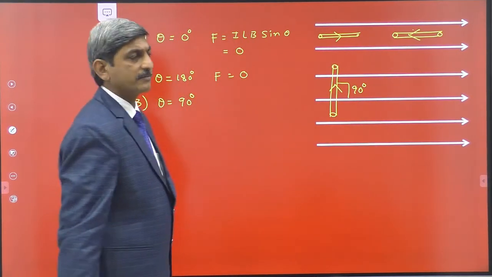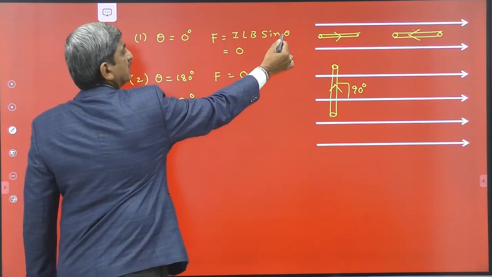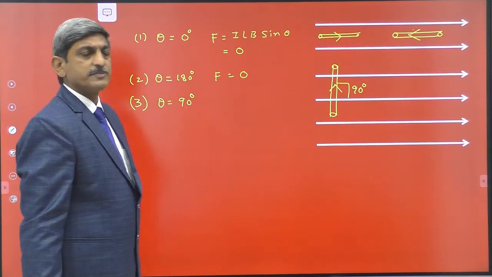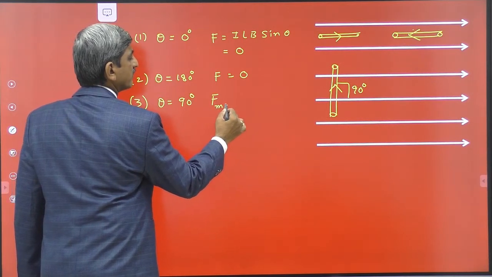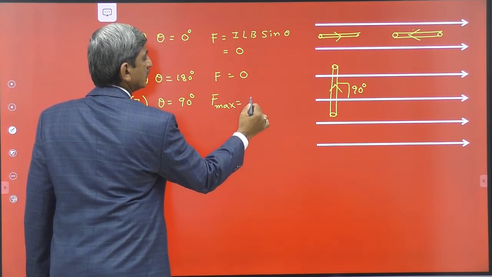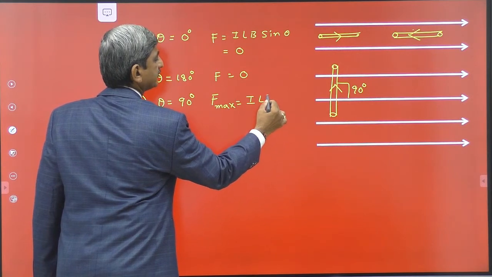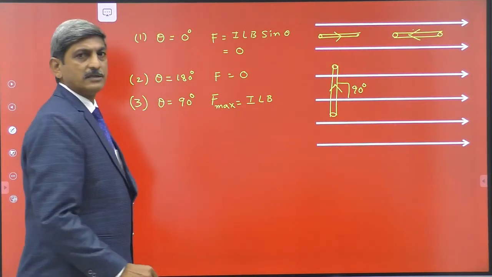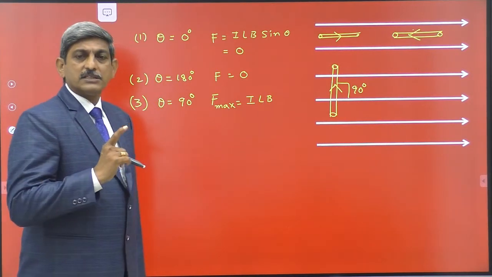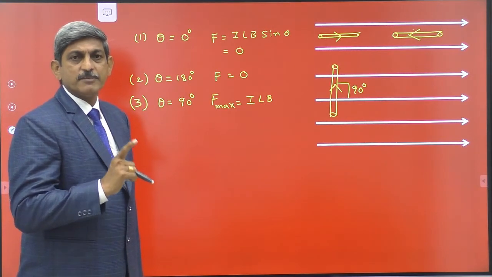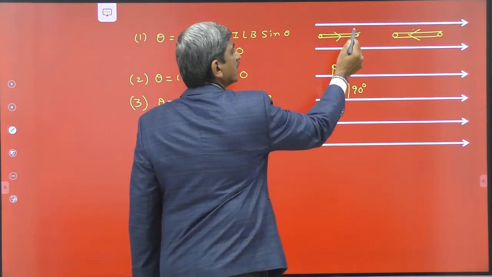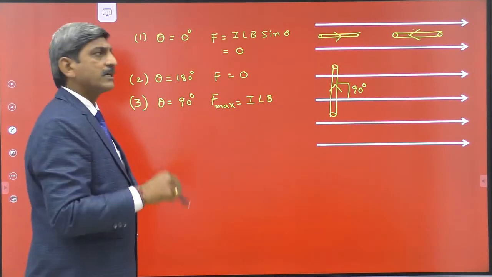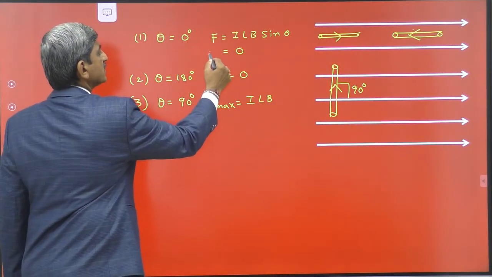In this case, what happened? We know that sin 90 is equal to 1, which is maximum. That's why the force is also maximum, and that force is given by F maximum is equal to ILB. That means when the current carrying conductor is placed in the magnetic field such that the direction of the current is either parallel to the magnetic field or perpendicular to the magnetic field, then the force is equal to 0.